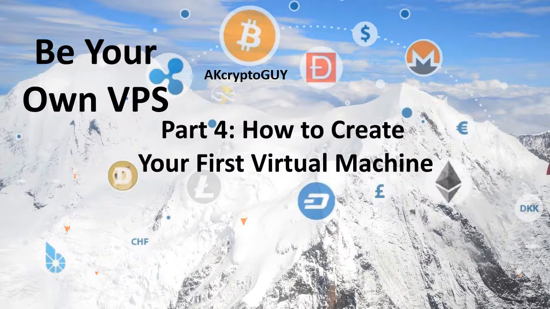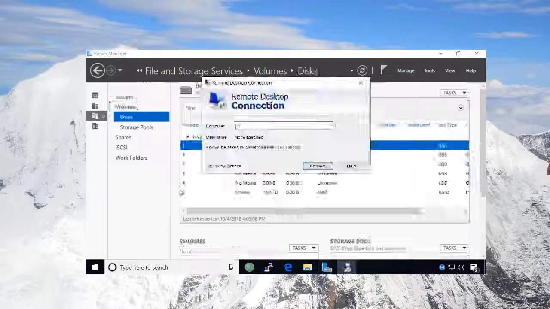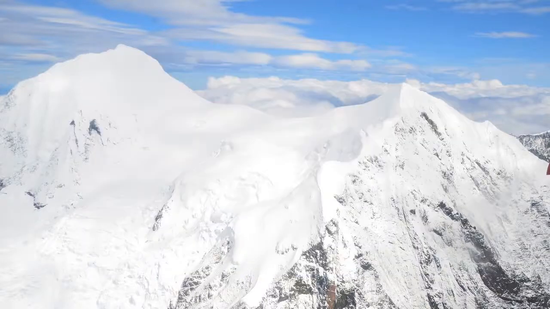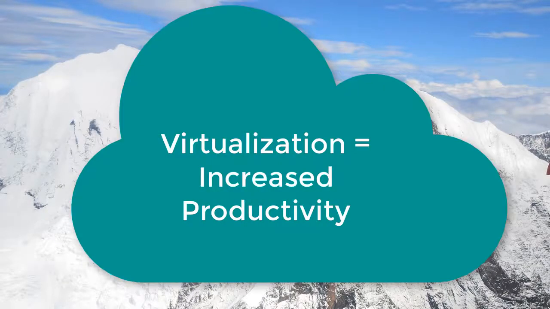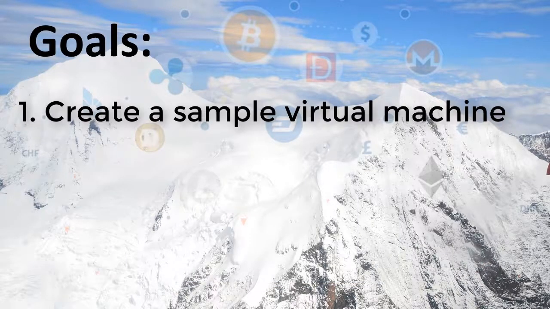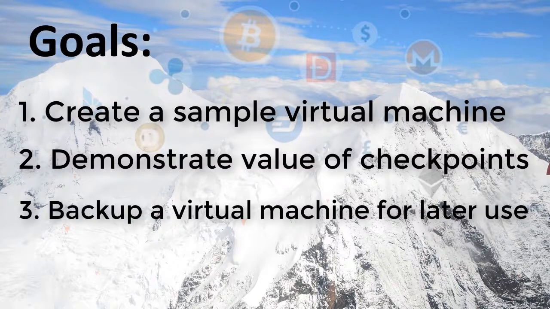In the previous video, we completed the remote configuration of our Hyper-V server from Server Manager and Hyper-V Manager, which were installed on our management PC. This is the part where all your hard work will begin to pay off in a big way. Today, we will use the Hyper-V Manager to create and install a sample virtual machine, demonstrate the value of checkpoints, and back up the virtual machine for later use with the deployment of new virtual machines.